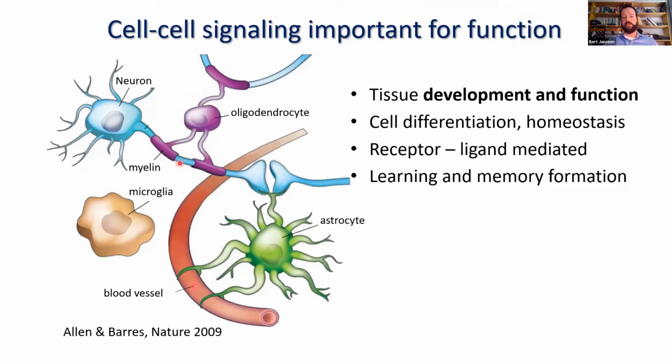And this myelin is important to increase the speed of the action potential, but it's also providing support to the neurons and the flow of nutrients. And this interaction between these cells in the myelinated axon, but also in the synapse, is important for basic brain functions such as learning and memory formation.